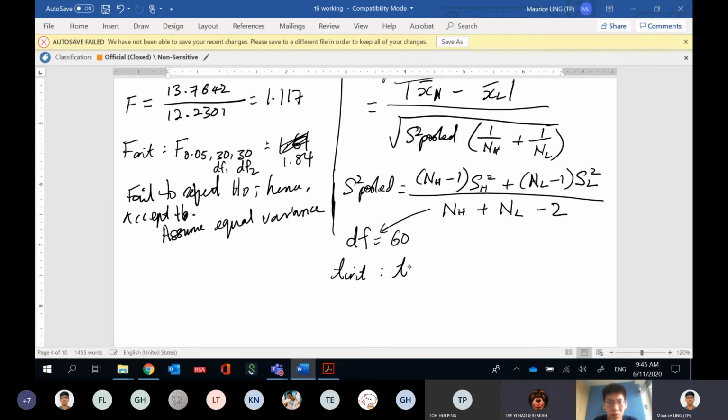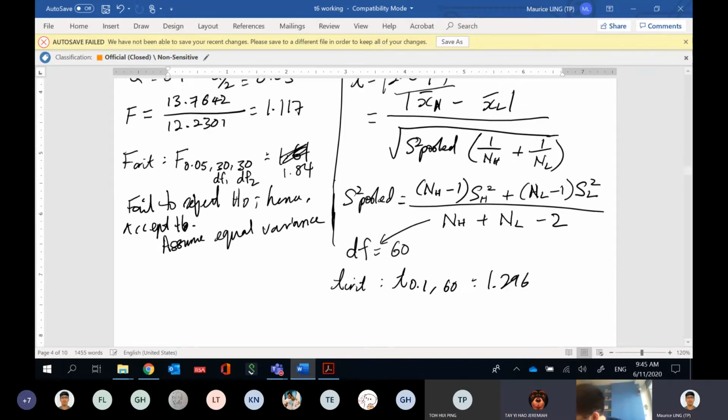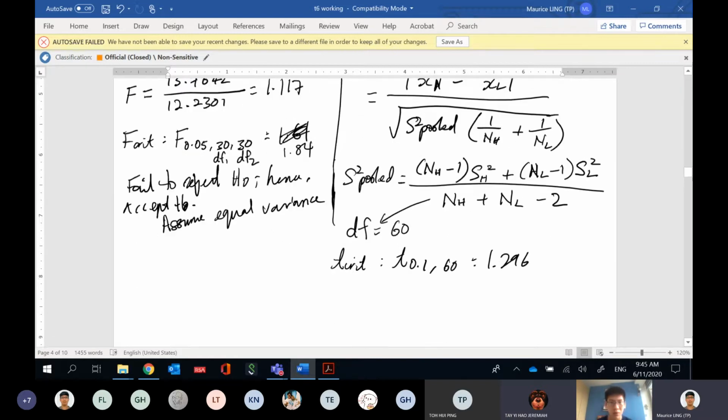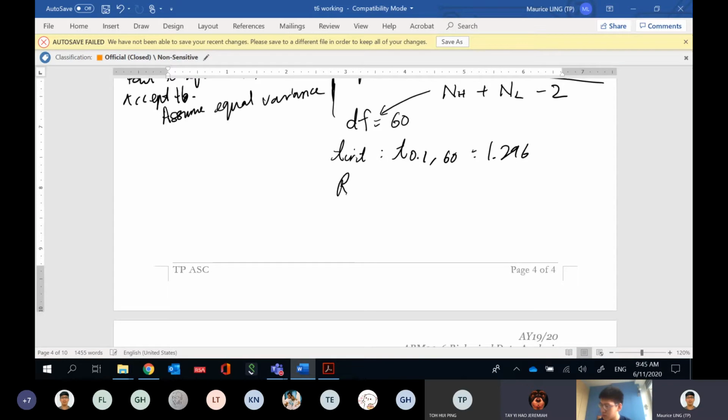Now, what is the critical value then? It will be t 0.1 and 60, which is 1.296. Okay, so conclusion? Reject null hypothesis. Okay, you reject your null hypothesis. So you accept your alternate hypothesis, and what does it mean?